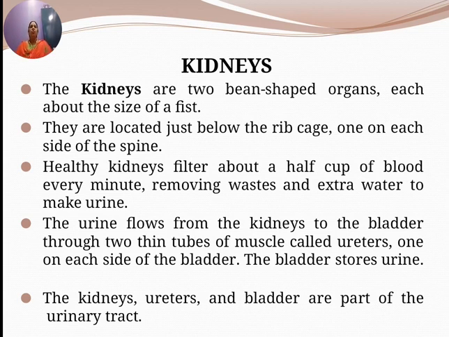Kidneys are two bean-shaped organs, each about the size of a fist. They are located just below the rib cage, one on each side of the spine.